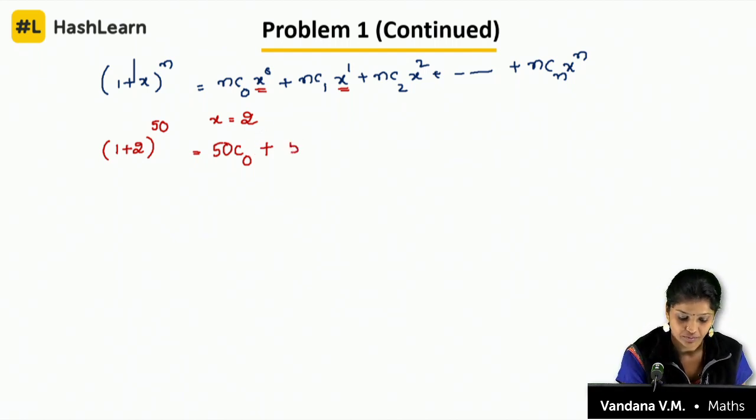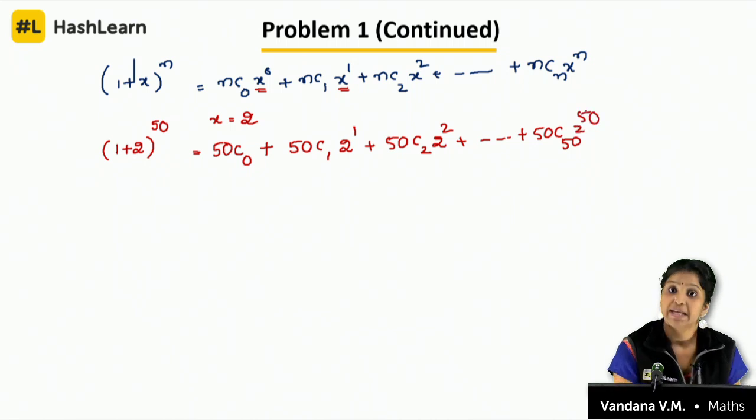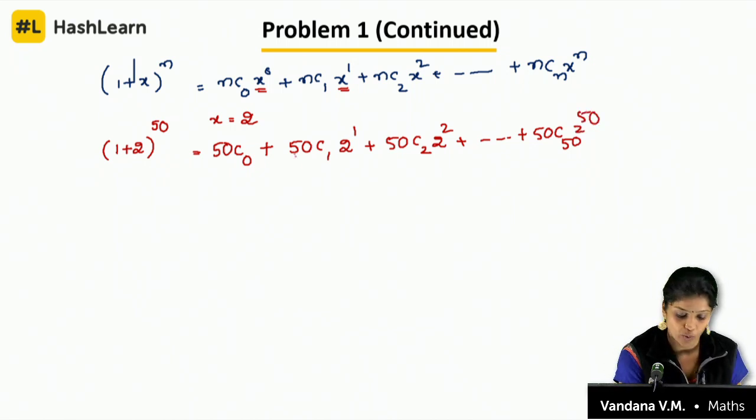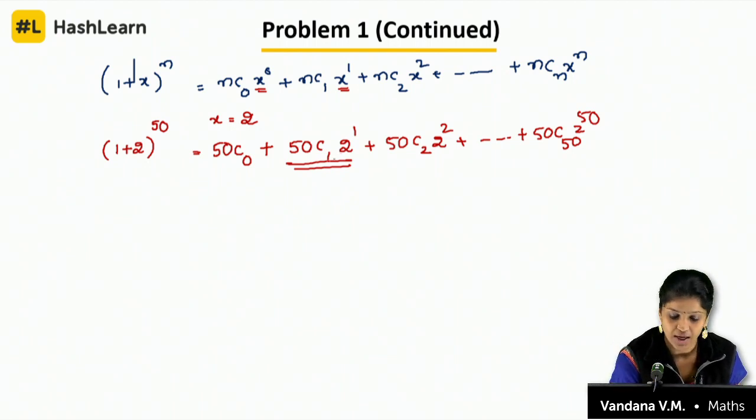Next, 50C1 2 power 1, 50C2 2 square plus and so on. Children, one thing we have to observe over here. In the previous statement, I didn't have 50C1, all the even terms were there. Here, I am getting the odd terms also.